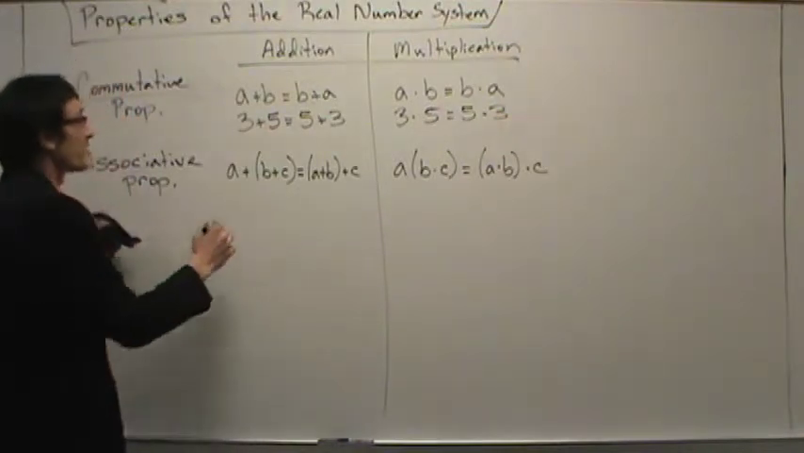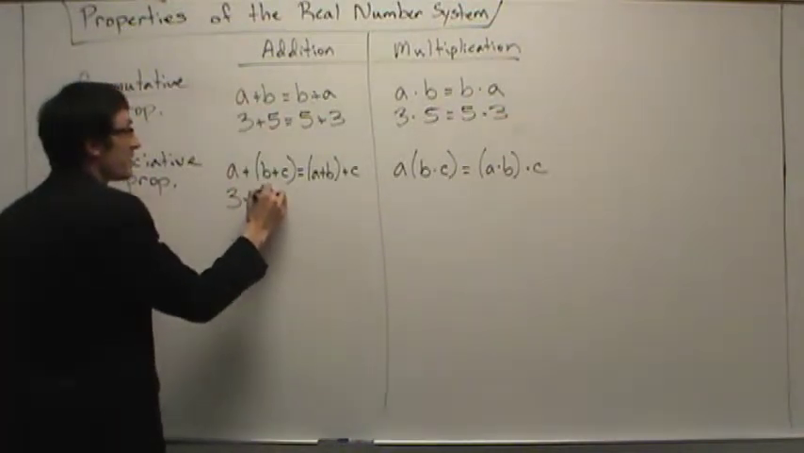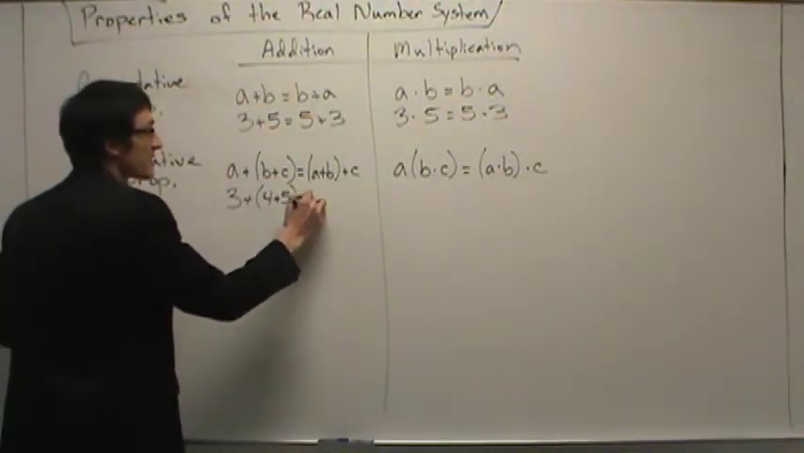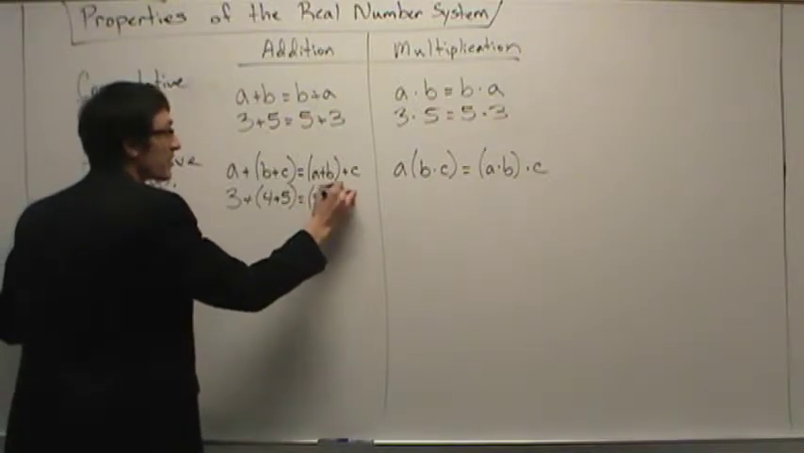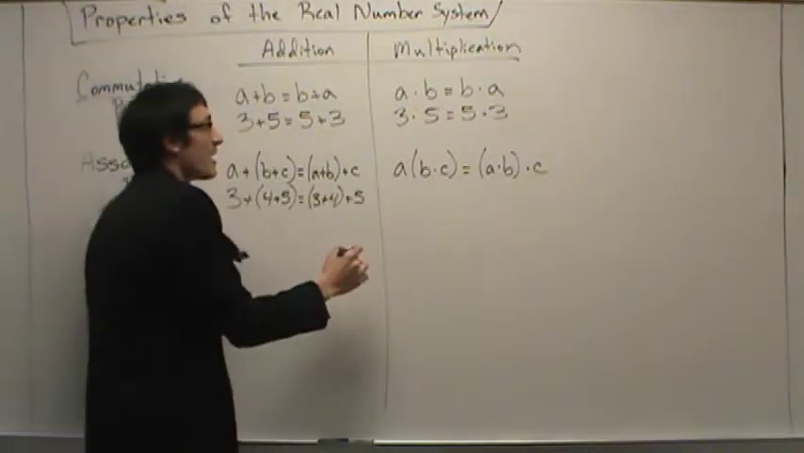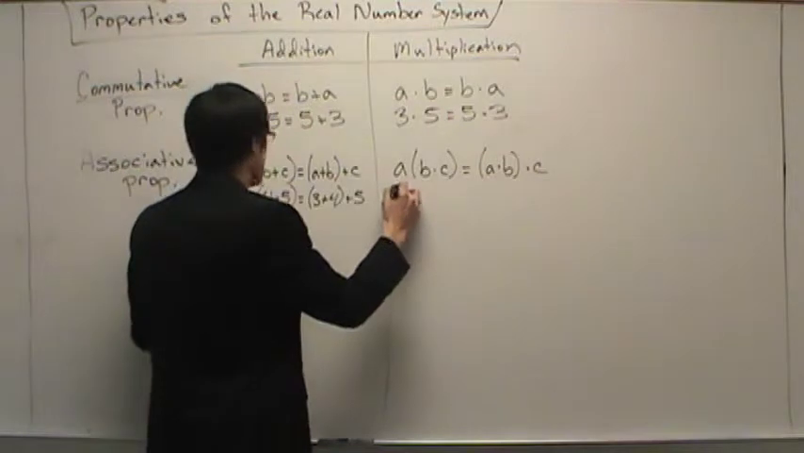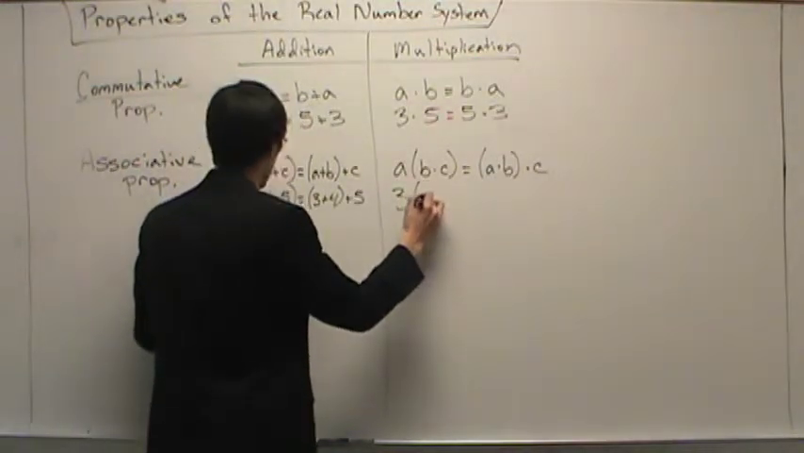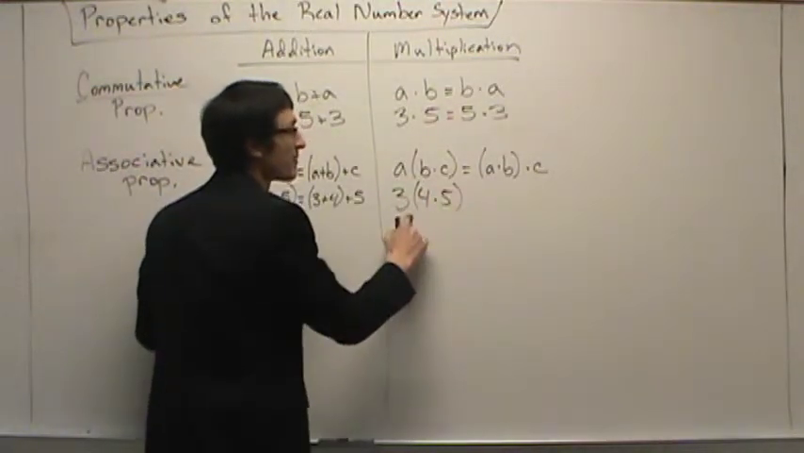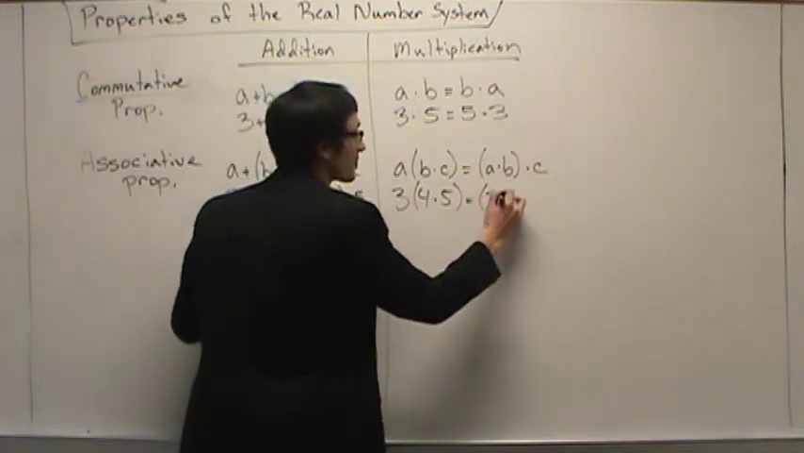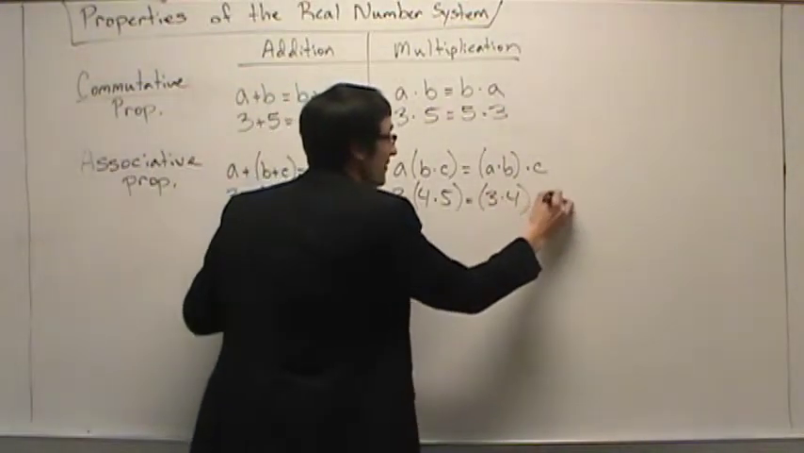And what is this saying? Okay, so let's put in numbers. 3 plus quantity 4 plus 5 is the same as quantity 3 plus 4, add 5. Or basically it's saying multiply 4 and 5, then multiply by 3 is the same as multiply 3 times 4, then multiply 5.